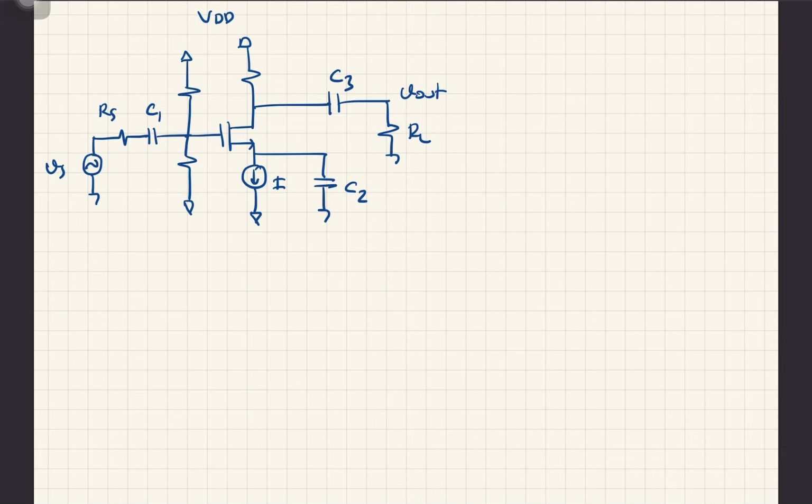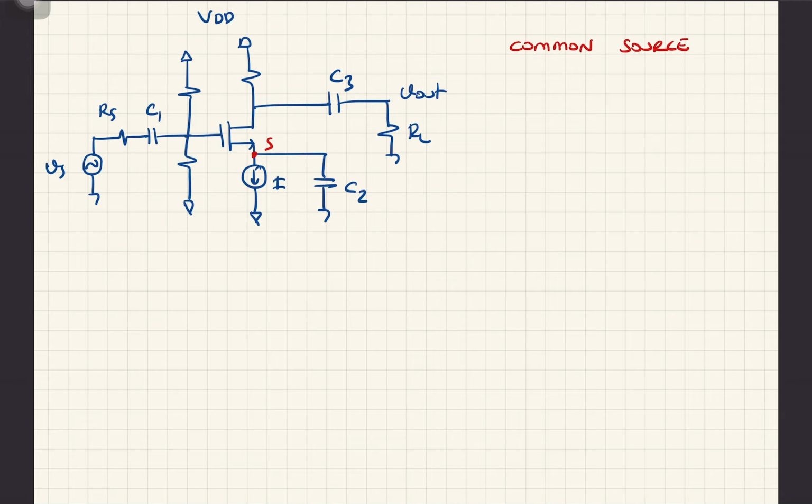And when you are dealing with this structure, we name it as common source because source is AC-wise grounded. So the name comes from this source AC-wise grounded. So this is common source.